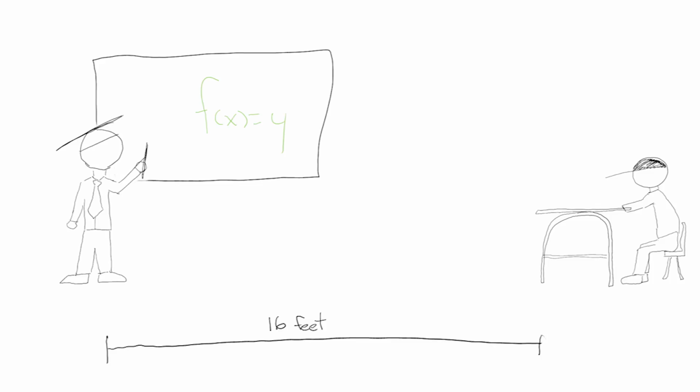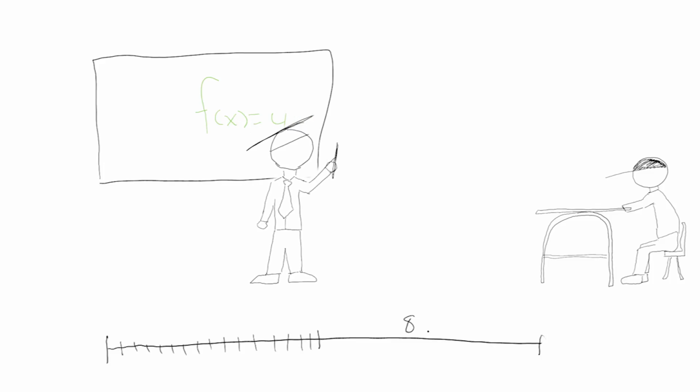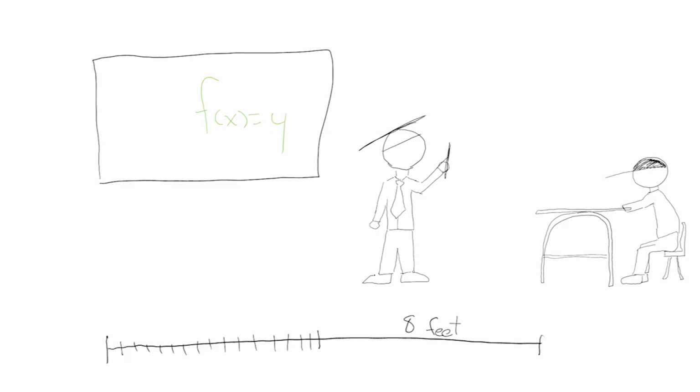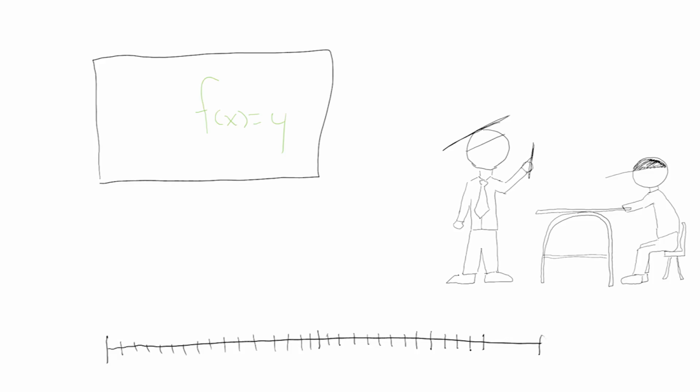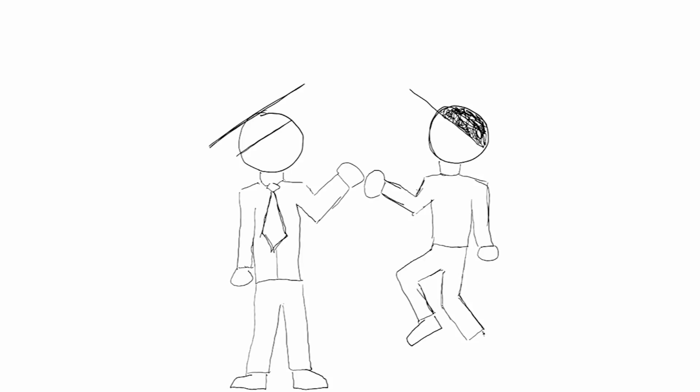My first step is 8 feet long, the first half of that 16-foot distance. Now a smaller gap remains between us, so I take another step to cover half that 8-foot distance. So I walk another 4 feet, then another 2 feet, then another 1 foot. I continue the process, brimming with confidence, knowing full well I will eventually reach you.